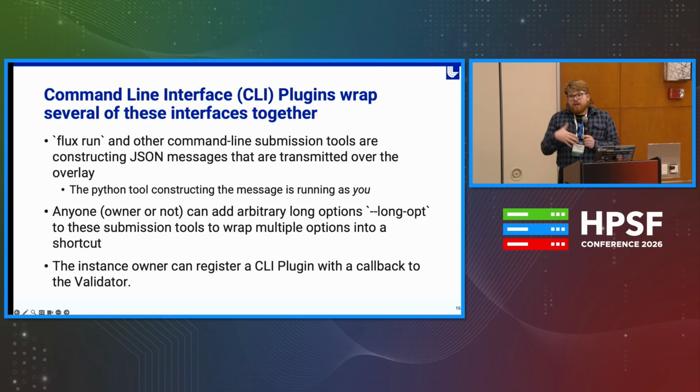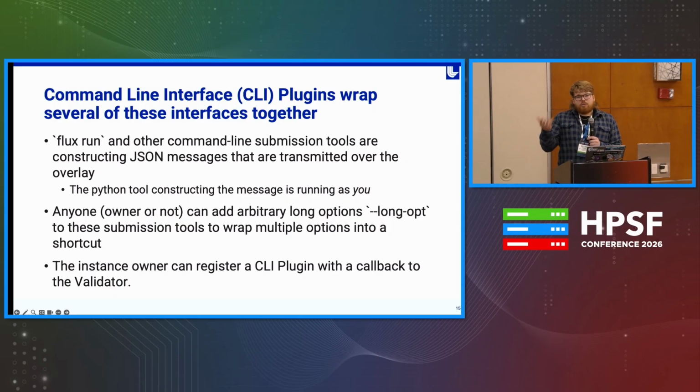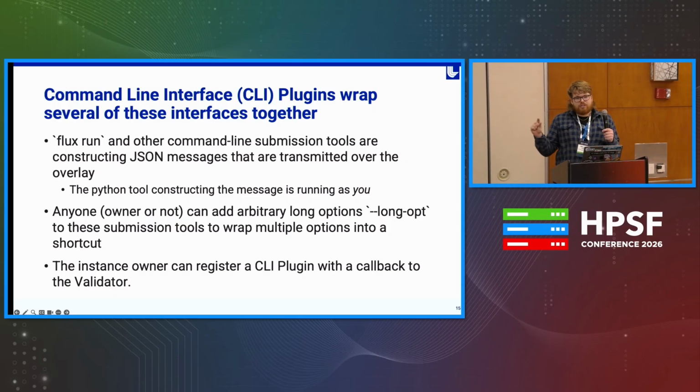So anyone, whether they own the system instance or not, can add an arbitrary long option to this Python script that'll allow you to wrap multiple options into kind of a shortcut. Only the instance owner can register a CLI plugin that also includes a validate callback, but that's because the validator is running as the Flux user and not as you.